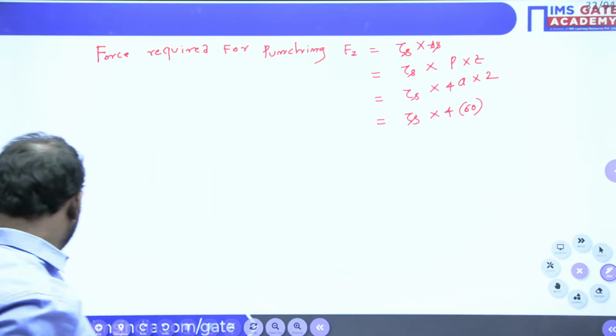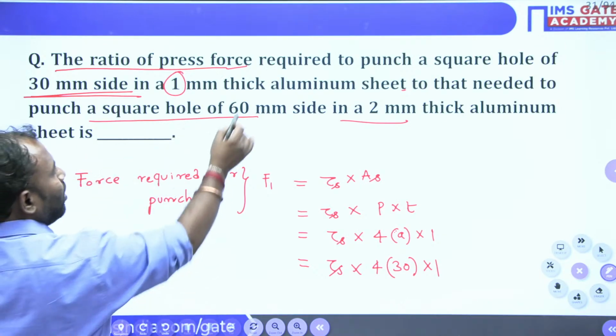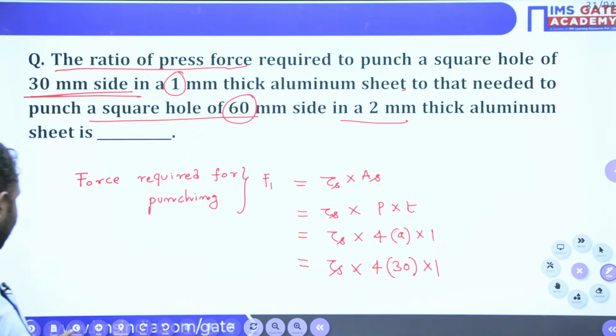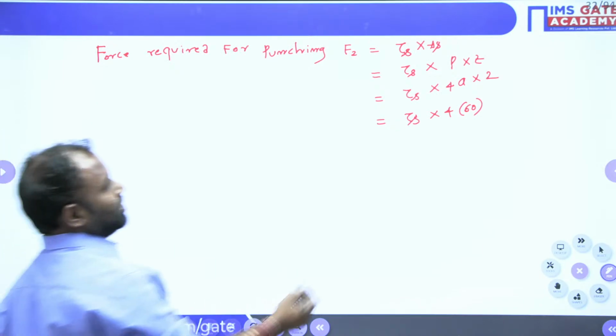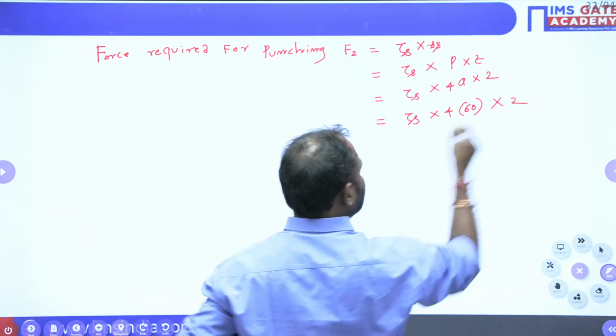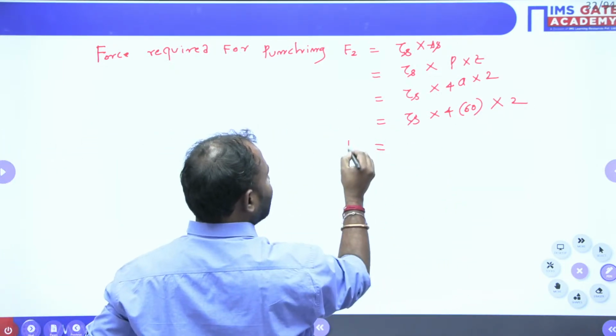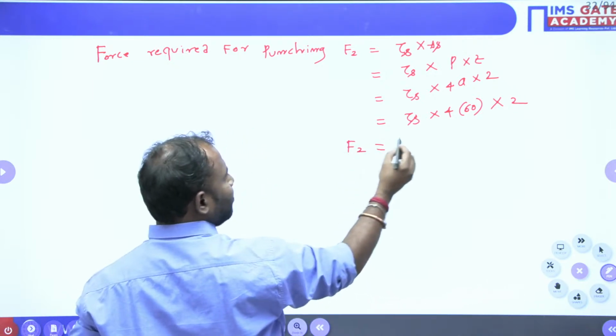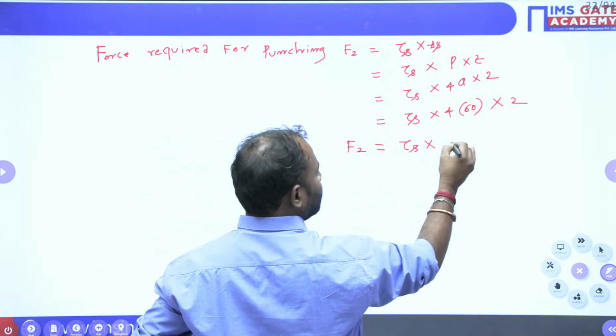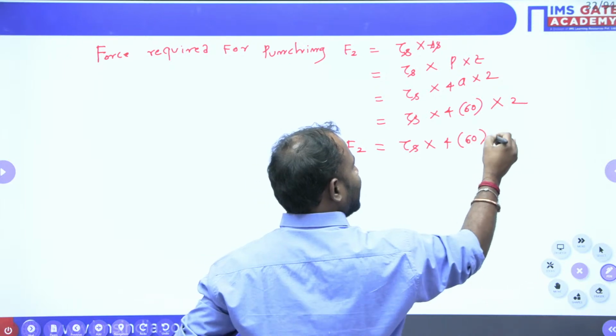Let me go back. Right. So square hole of side 60 mm. Isn't it, guys? Now 60 mm into 2. So this is your F2. We'll keep it like that only. So tau S into 4 into 60 into 2.